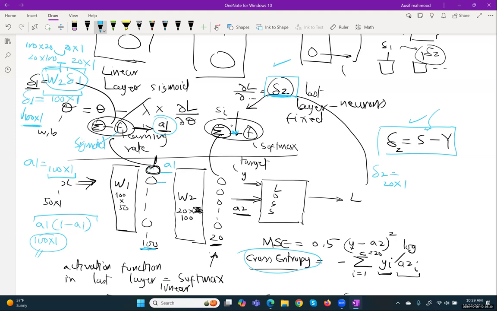100 by 1, right? Okay, so again, this is an element by element multiplication. This is not a matrix multiplication. So I can simply put A1, 1 minus A1 over here. But don't do a matrix multiplication. The first element of this 100 multiplies with the first element of this 100. Second element, second element, okay?